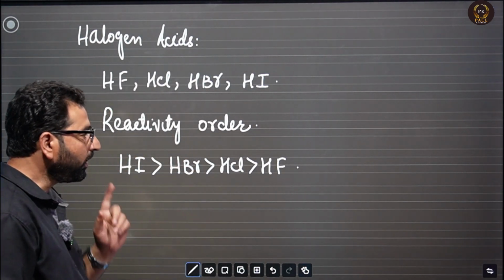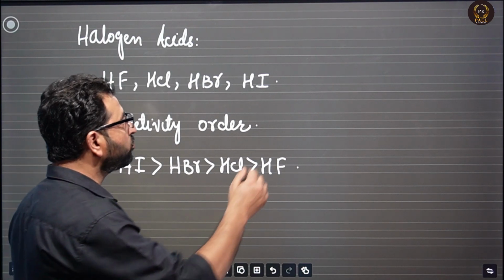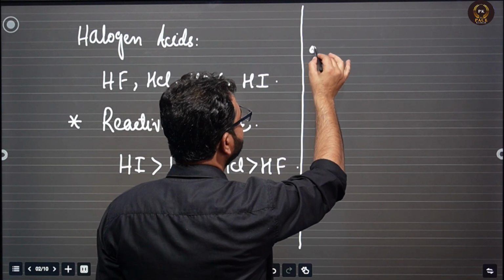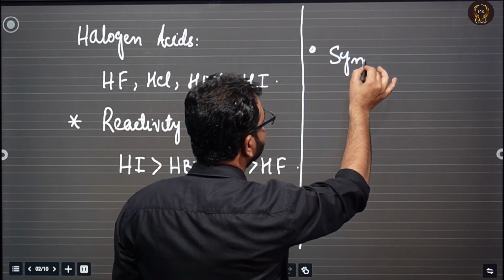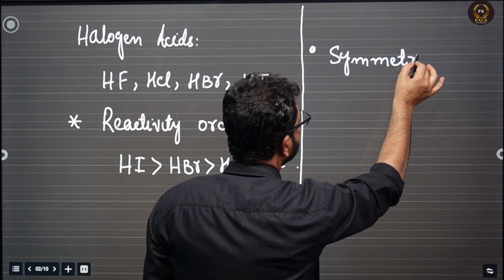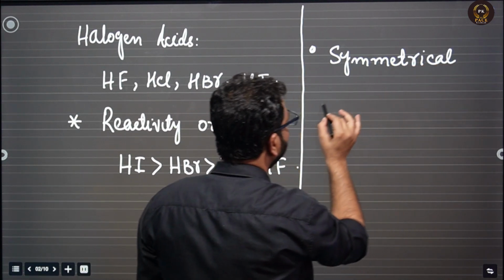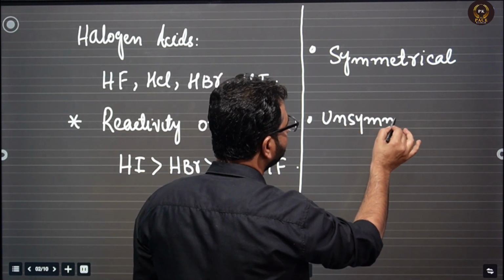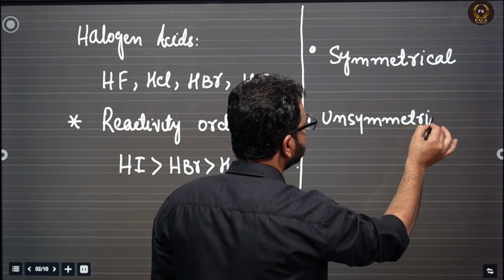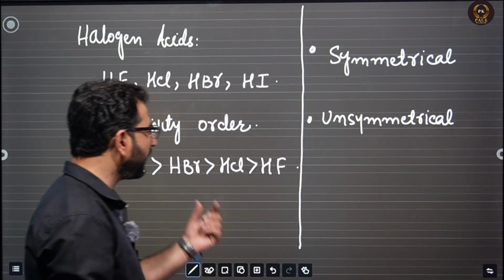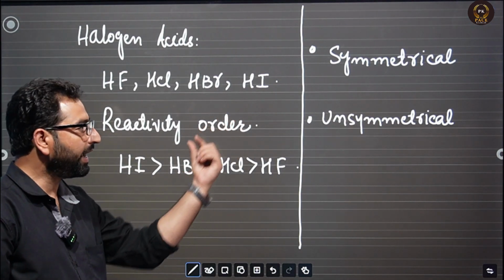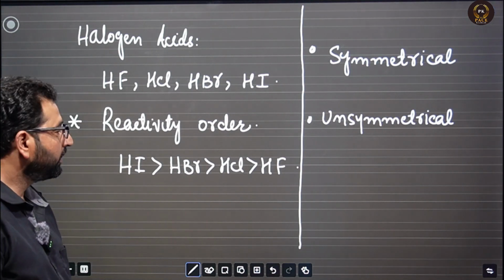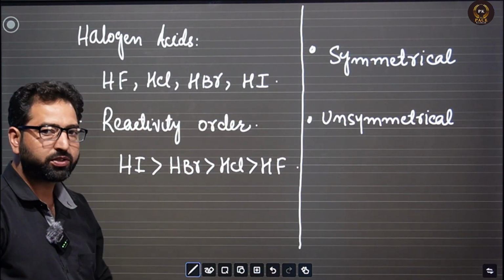Now if I take the alkenes, I have two types of alkenes. One will be a symmetrical alkene, and the other will be an unsymmetrical alkene. I will react these halogen acids with the symmetrical alkene as well as with the unsymmetrical alkenes. First of all, we will see the reaction of these halogen acids with the symmetrical alkene.